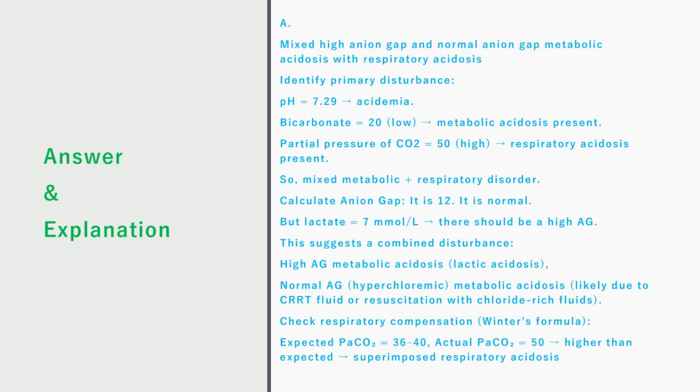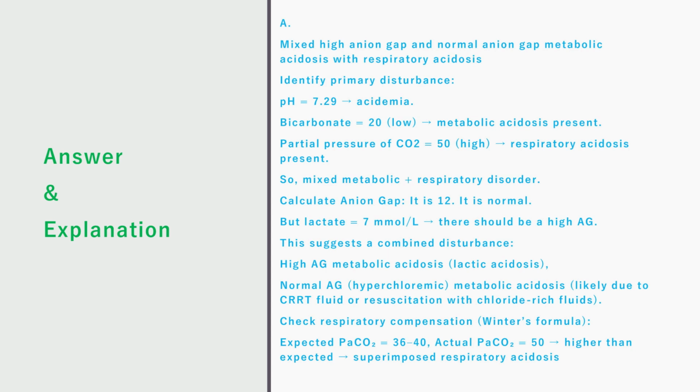Correct answer is A. Mixed high anion gap and normal anion gap metabolic acidosis with respiratory acidosis. Stepwise explanation. Identify primary disturbance. pH equals 7.29, acidemia. Bicarbonate equals 20, low, metabolic acidosis present. Partial pressure of CO2 equals 50, high, respiratory acidosis present. So, mixed metabolic plus respiratory disorder.